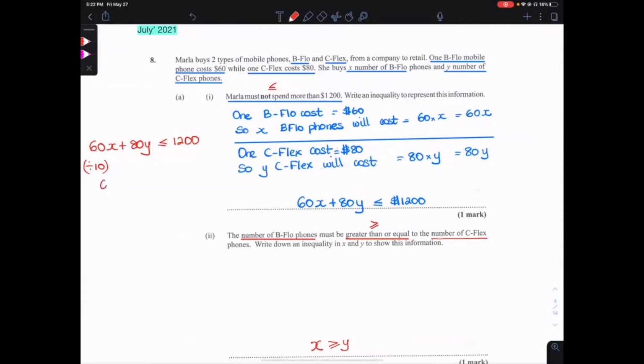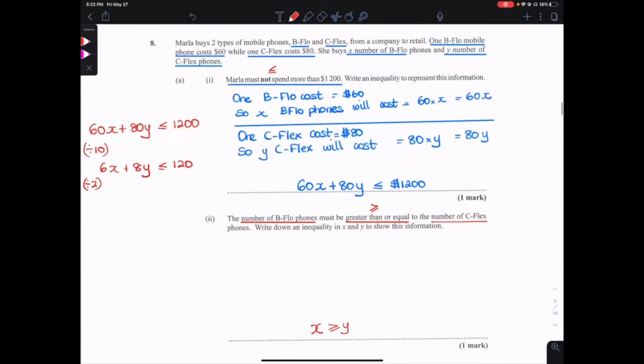All right, so you have 6x plus 8y less than or equal to 120. Now let us divide each term by 2. We're just trying to simplify the inequality. It is not required until the next part, but we can do it now. So divide each term by 2. So you have 3x plus 4y less than or equal to 60.